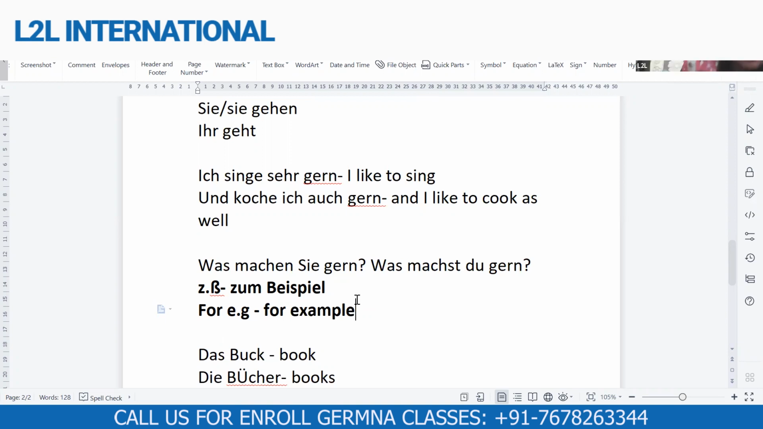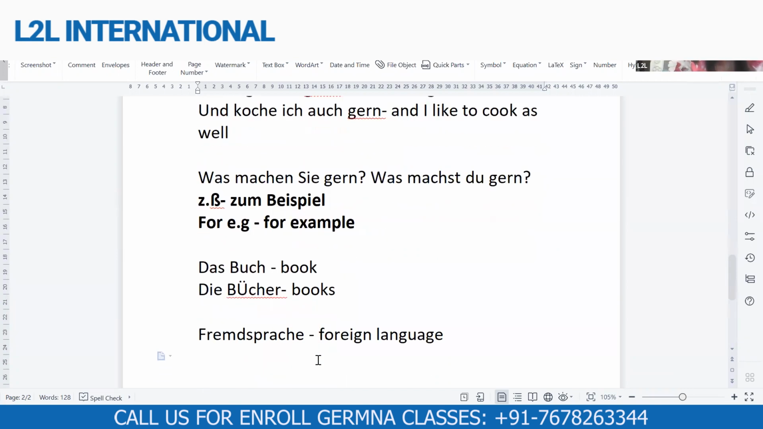Now, ein Moment. That is not book. That is book. Es tut mir leid. Okay. So I was telling you, if I want to talk about something and I would like to give an example for it, I would say like this: ich koche sehr gern. I like to cook. Zum Beispiel.